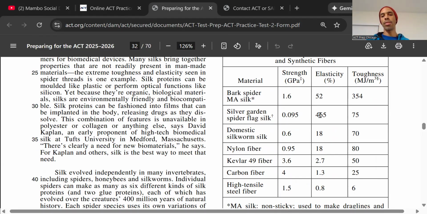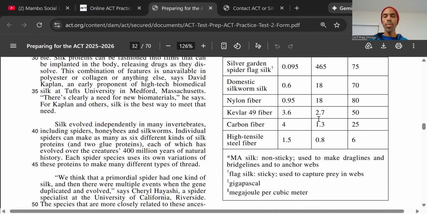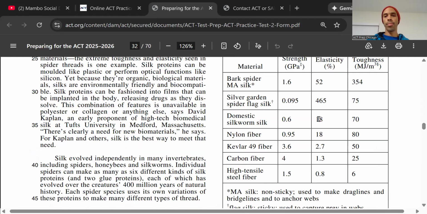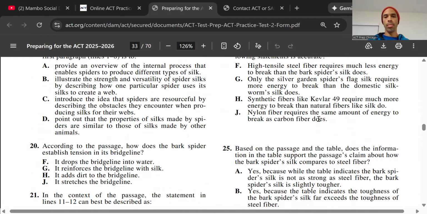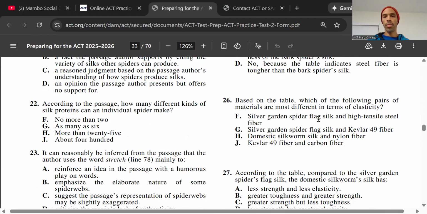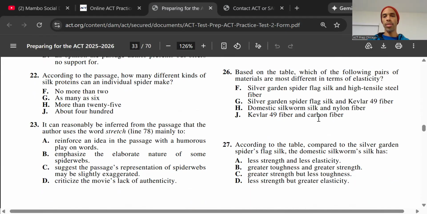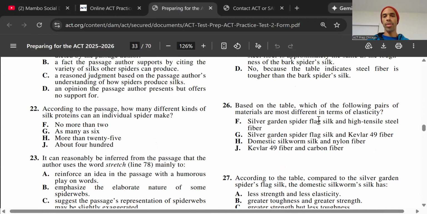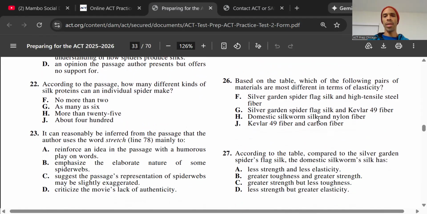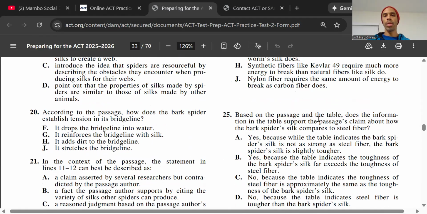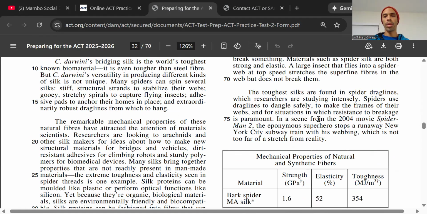That kind of makes sense if you think about it, because this is the least strong of all of them, but it's also the most elastic. Elasticity means you have to be able to bend and move, and strength usually is compact, right? Let's see, the domestic has greater toughness and greater strength? I doubt that. Well, maybe. We know it has greater strength. Does it have greater toughness than the silver garden?